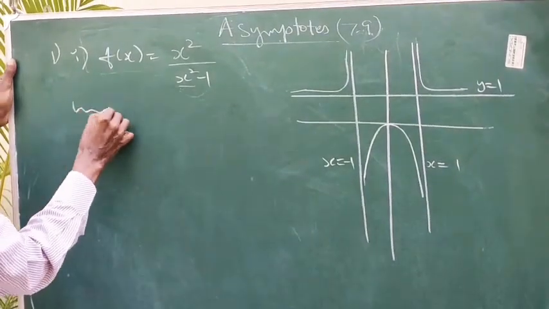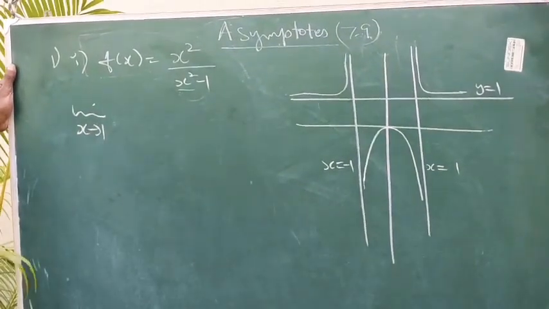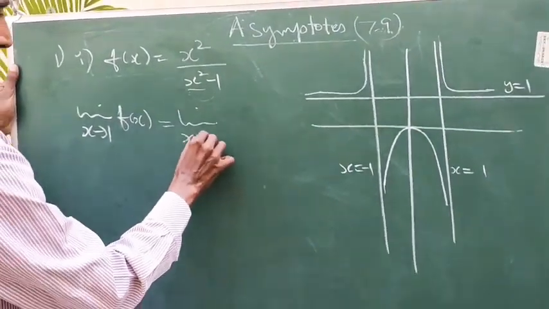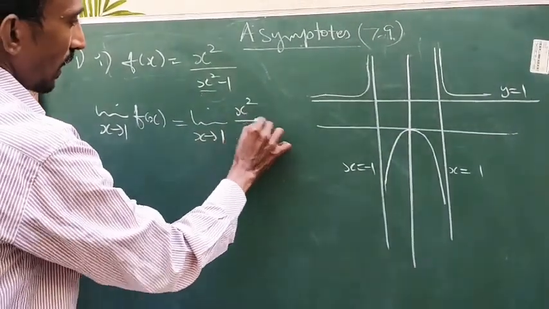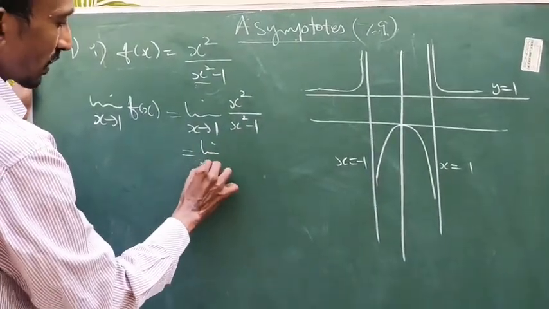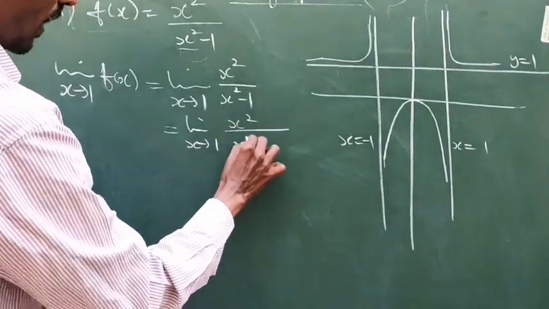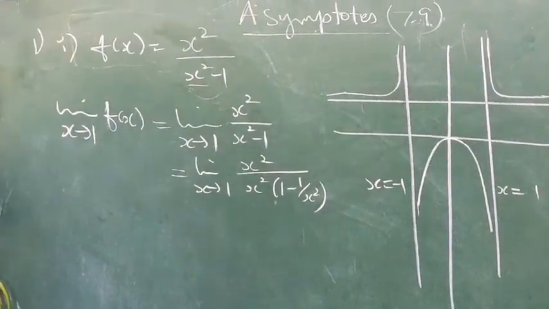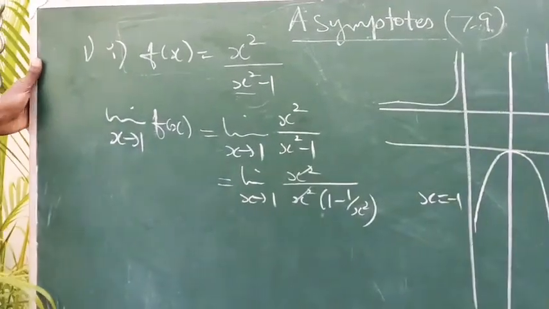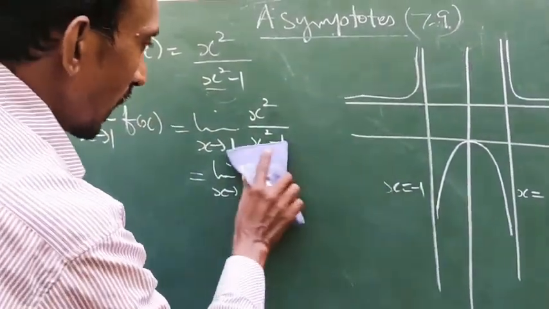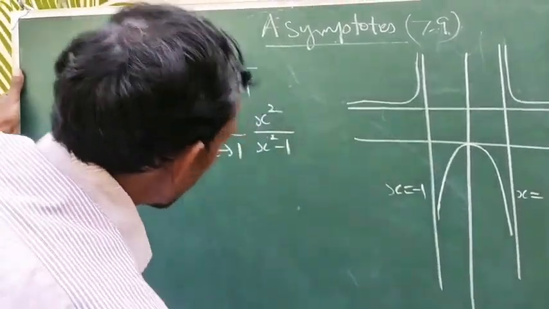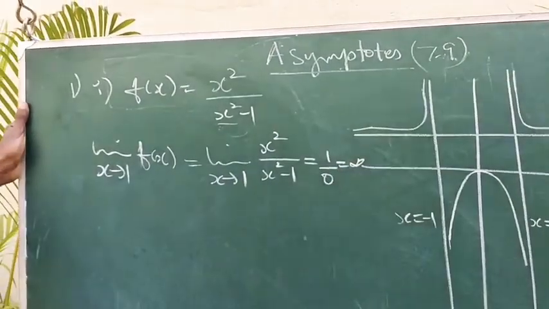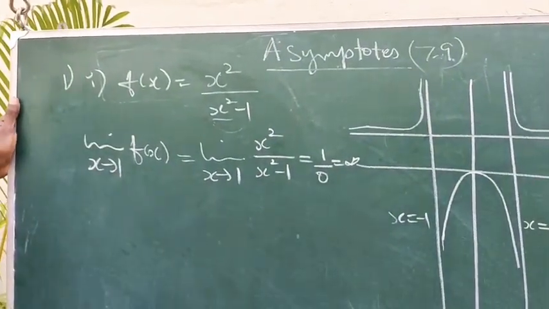So if you want to write it theoretically, you have to write limit x tends to 1, f of x equal to limit x tends to 1, x square by x square minus 1, which can be written as limit x tends to 1, x square by x square into 1 minus 1 by x square. Cancel x square. Sorry, no need for that one because we are directly applying the limit. If you put x tends to 1, 1 by 0, it becomes infinity. So x equal to 1 is the vertical asymptote.